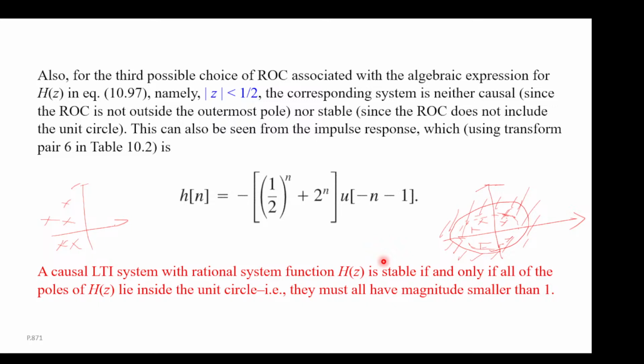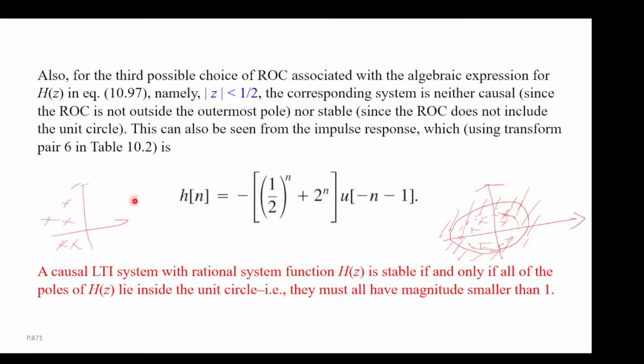Then we have one sentence here that says something interesting, and it also has a counterpart in the Laplace transform. If you want a rational system to be both causal and stable, then all the poles must be inside the unit circle. Because when you choose the outermost ROC, it must be outside your poles, and then you need it to include the unit circle. That means the outermost pole must be inside the unit circle, so all the poles are inside the unit circle.